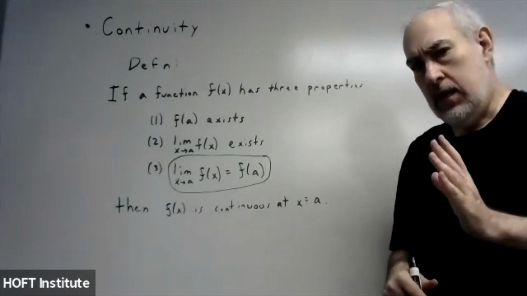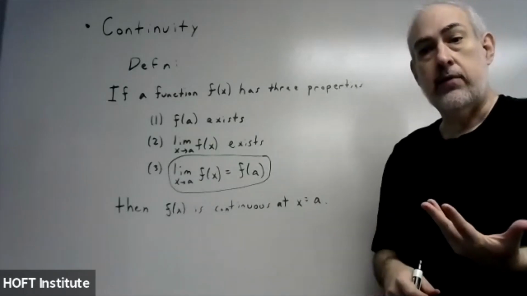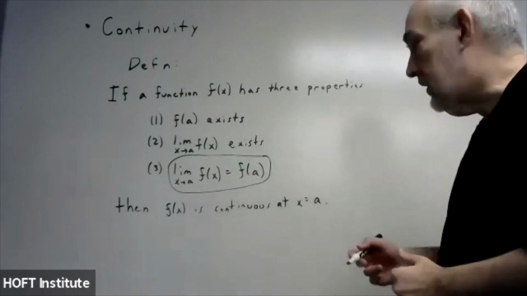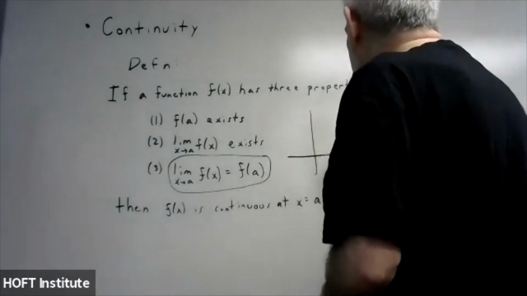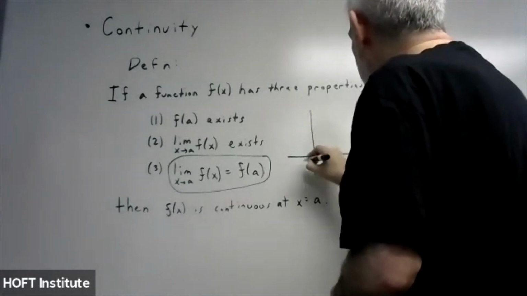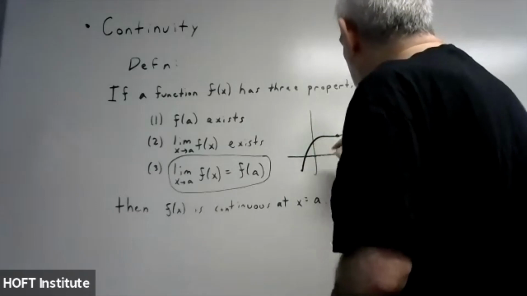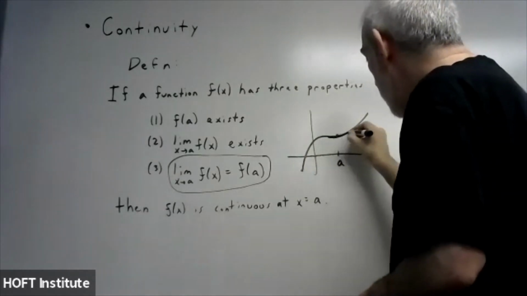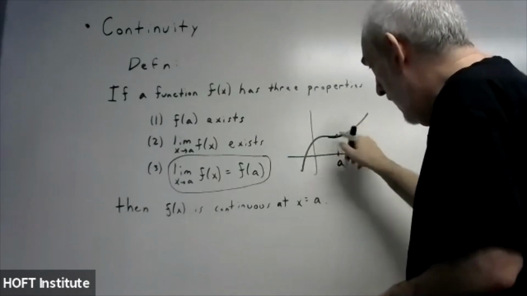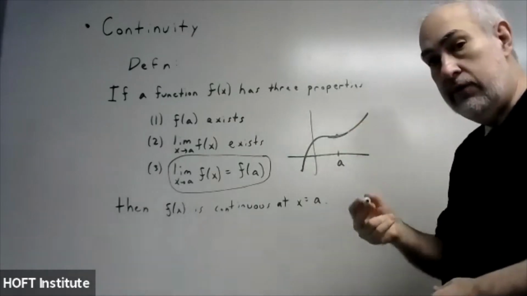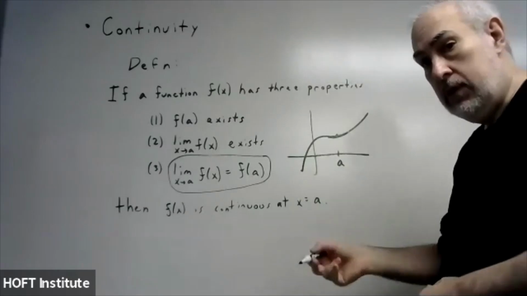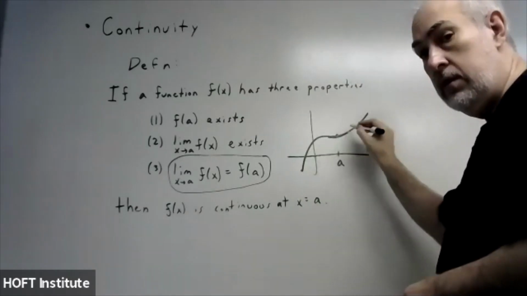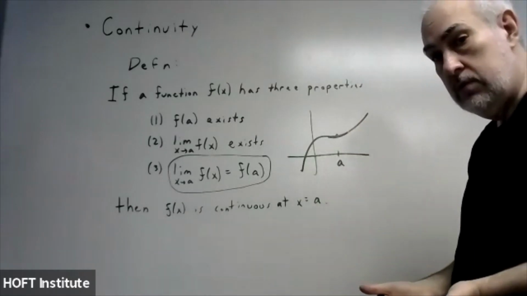Okay, an informal definition that I like to give for when a function is continuous at a point is that you can draw through the point at x equals a with your pen without having to lift your pen off the paper. Therefore it's unbroken and therefore continuous.